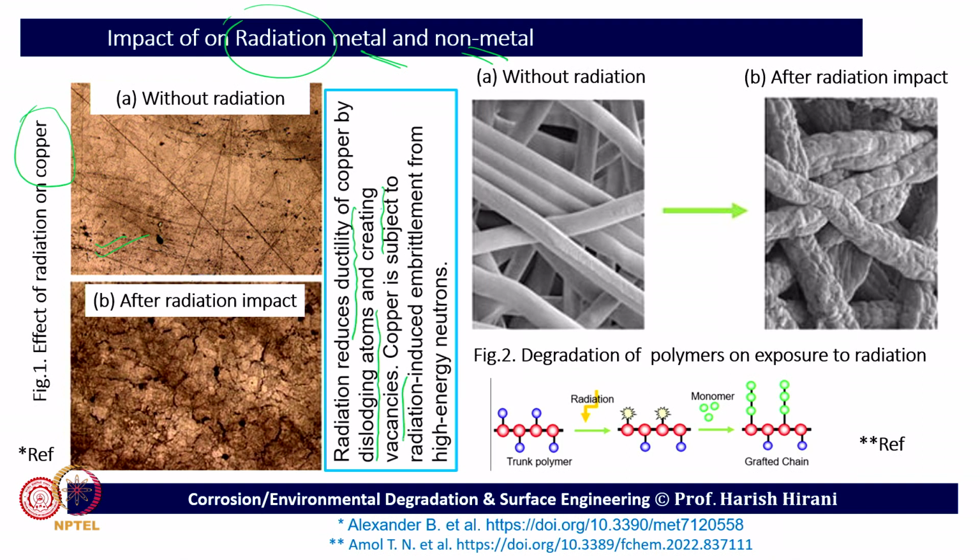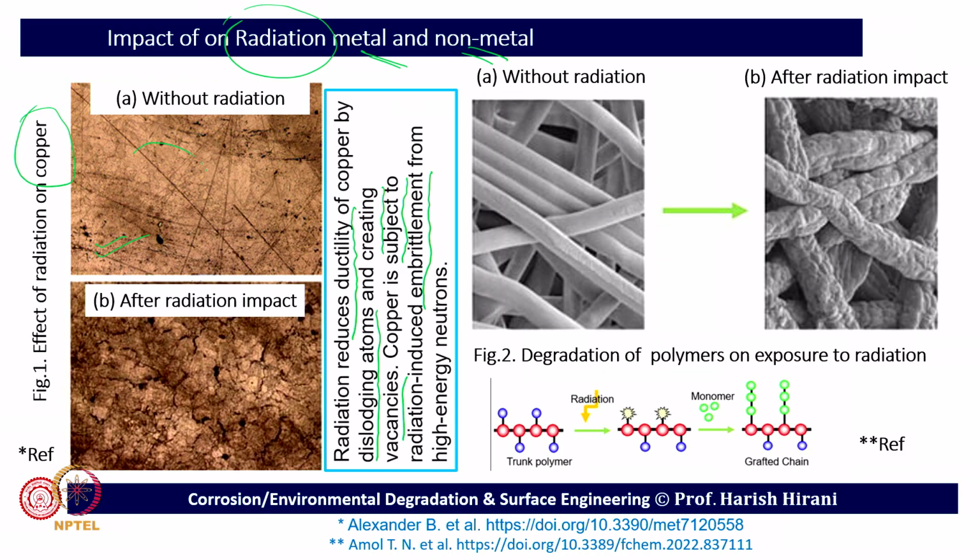That is why we say this copper is subjected to embrittlement, that means an increase in the brittleness of the surface. Think about it: copper is one of the very good ductile materials, and just exposure to radiation is changing its microstructure to this kind of microstructure which has many cracks. As I mentioned earlier, by dislodging the atoms, the chances of cracking start, and that is what has been shown here.